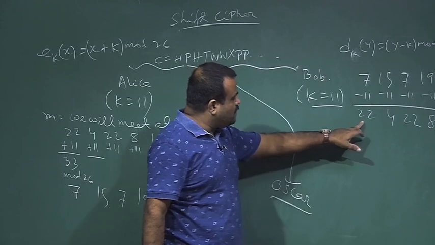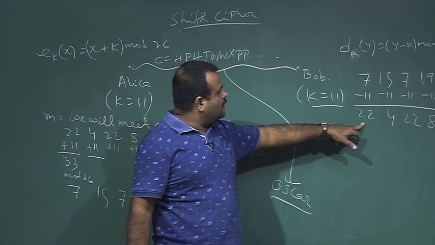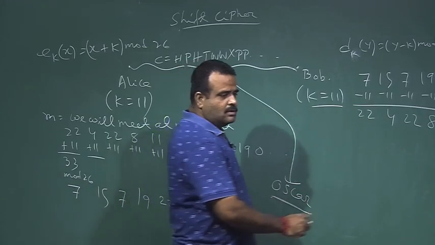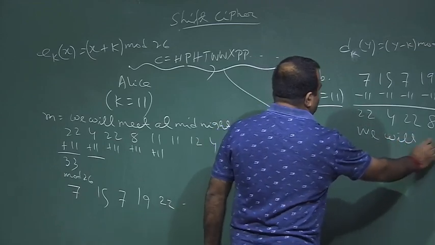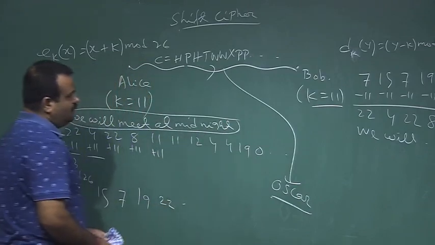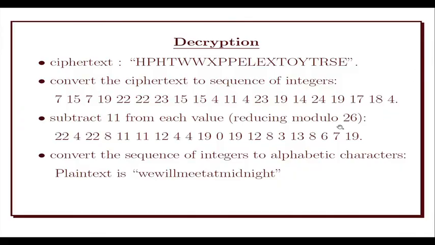So, if we convert these integers into the alphabet again, 22 means W. So, this will give us, we will meet at midnight. So, this will give us the original plain text back. Okay. So, this is the decryption process. So, this is typically done by Bob.